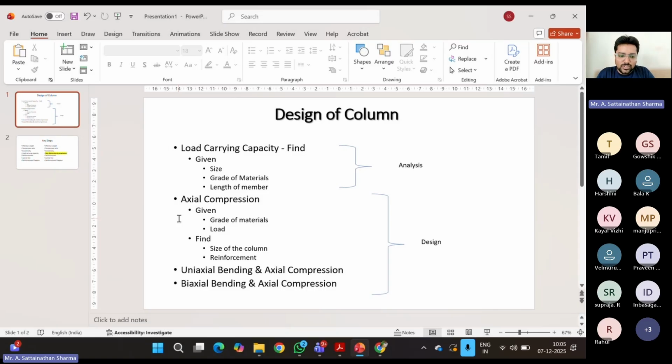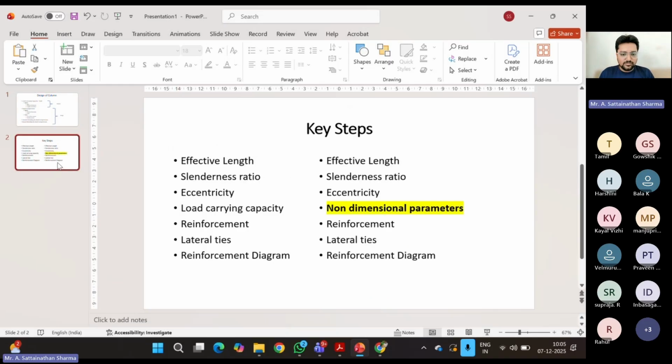I recommend you to study both analysis and design, because based on the time constraint, you can take up whichever problem you want. Okay. Then I'll go through the steps first. Then I'll show a problem. It will be easy for you to understand and relate to it.